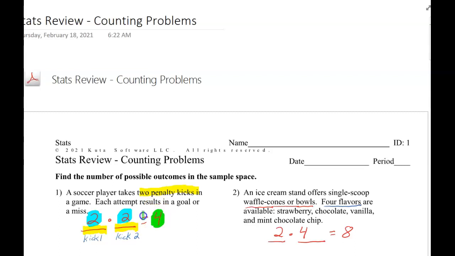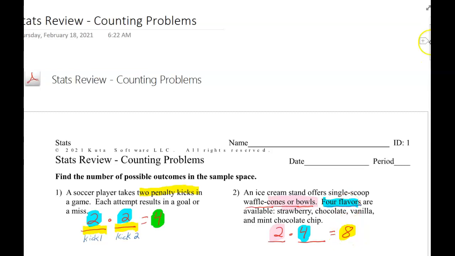For problem number 2, and you can obviously fast forward this video to look at any solution you need. So for problem number 2, an ice cream stand offers single scoop waffle cones or bowls, and then there are 4 flavors. So in order to solve this problem, you had 2 choices for the type of waffle cone or bowl, and then you had 4 choices for the different flavors, so 2 times 4 gives you the final answer of 8.